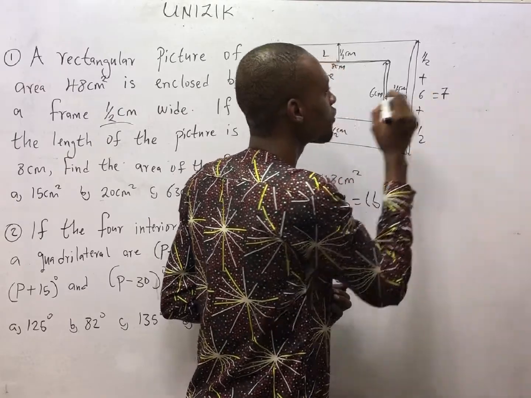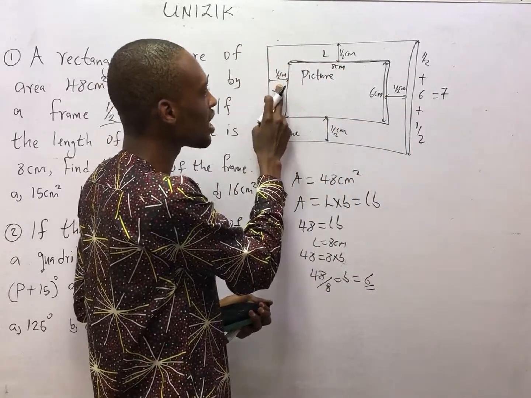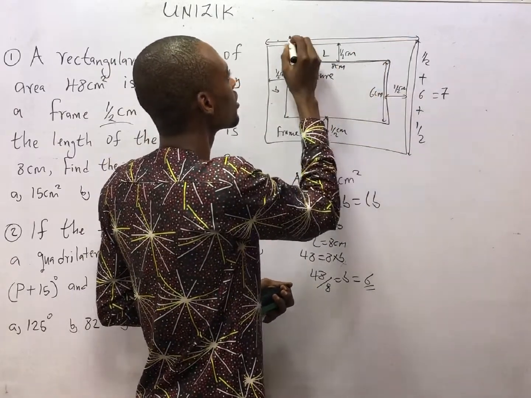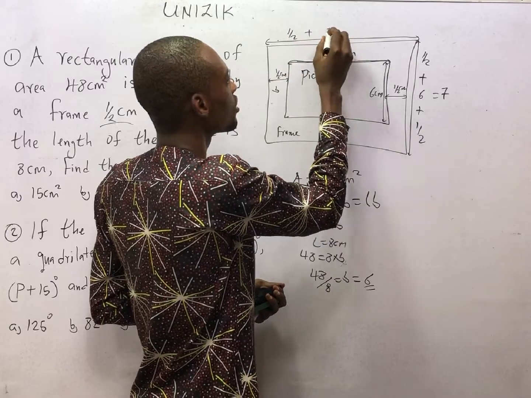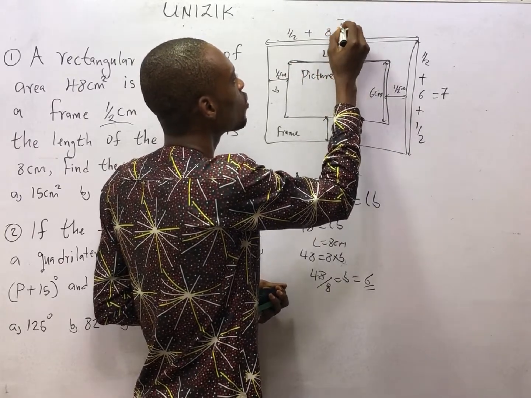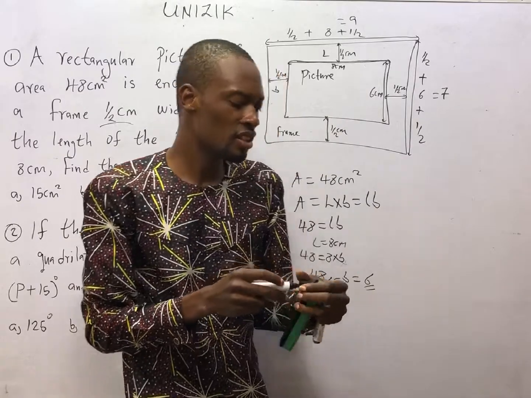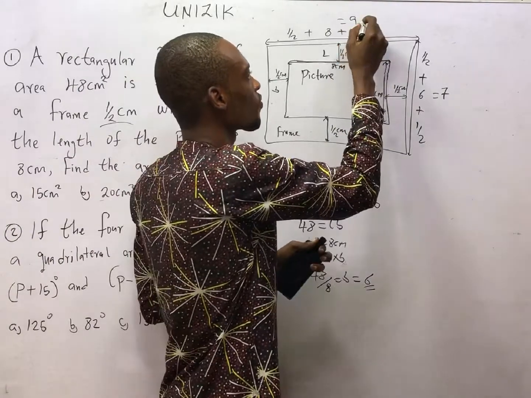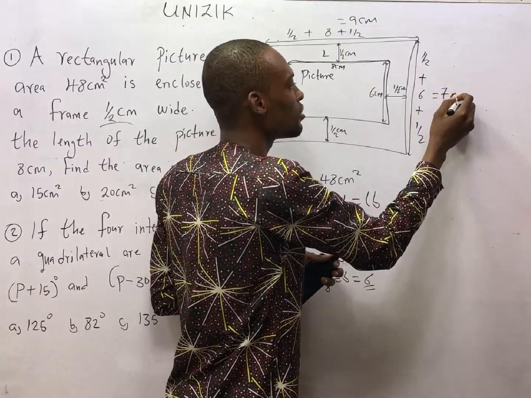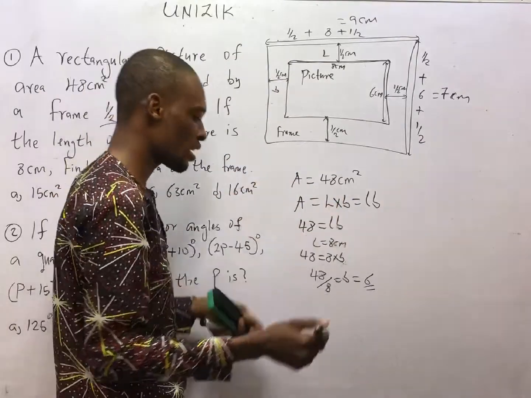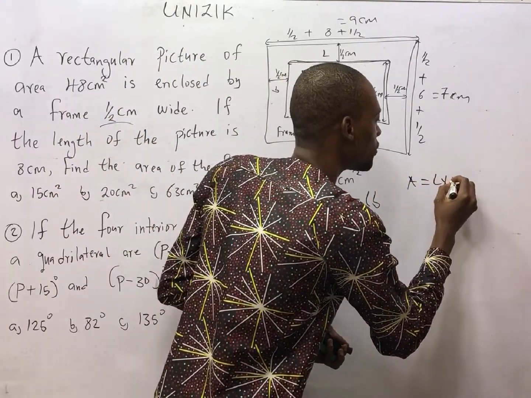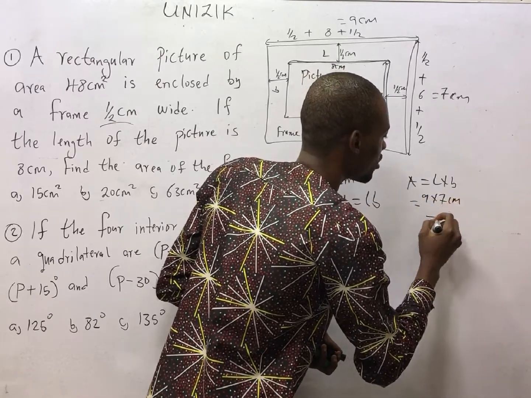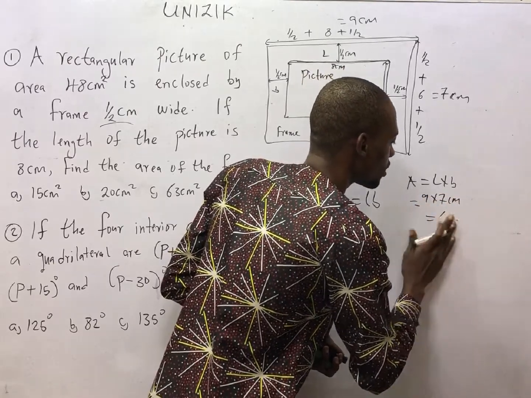This is equals 7. Now, if here to here is half, here to here is 8, here to here is half, it means from here to here is half plus 8 plus half equals 9. It therefore means that the full area is 9 centimeter by 7 centimeter. So the area of this shape, area is equals length times breadth, and is equals 9 times 7 centimeter. That is equals 63 centimeter.